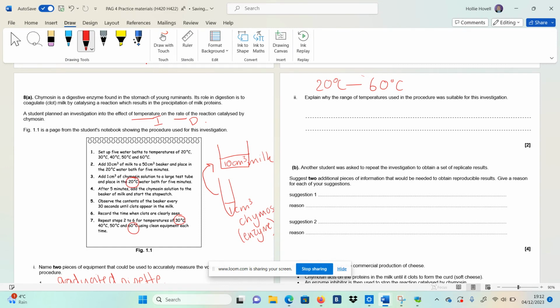So it told us that it's found in young ruminants. So we know it's found in mammals. And we know that mammals work best at 37.5 degrees. Okay, so mammals, optimum temperature is 37.5 degrees. So whenever we're doing experiments to do with enzymes that are found in mammals, we need to use temperatures that are around 37.5 or 37 degrees, which is in the middle of the range they chose.